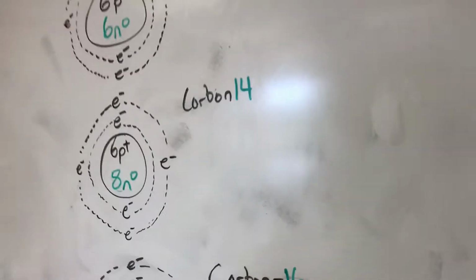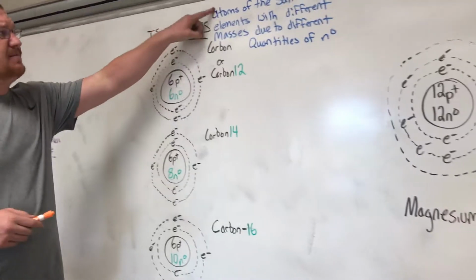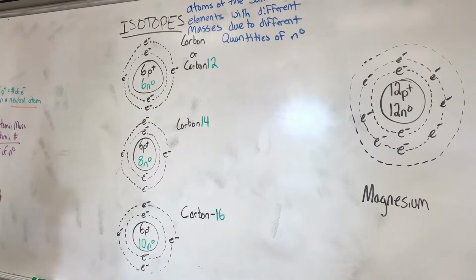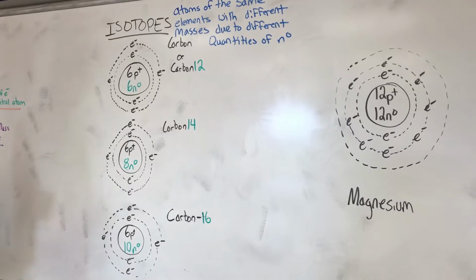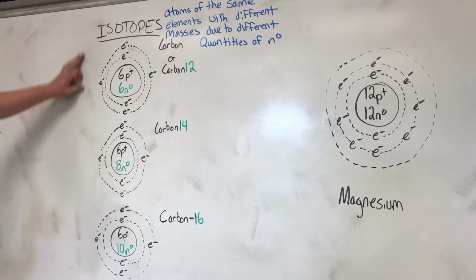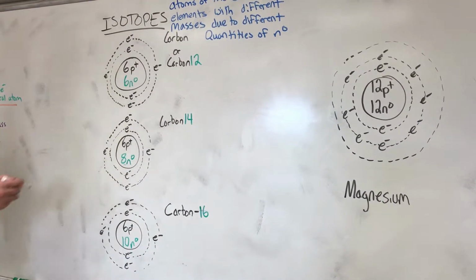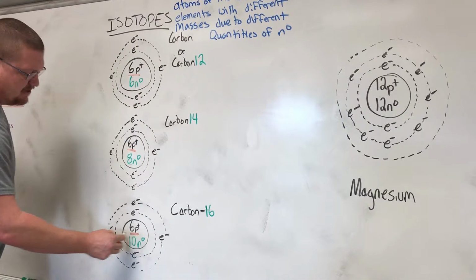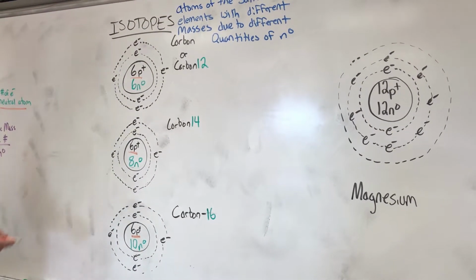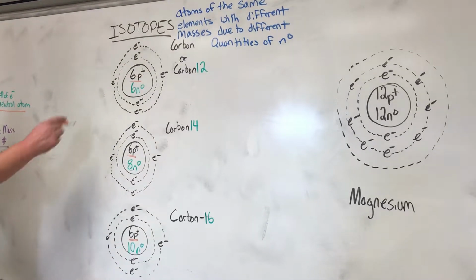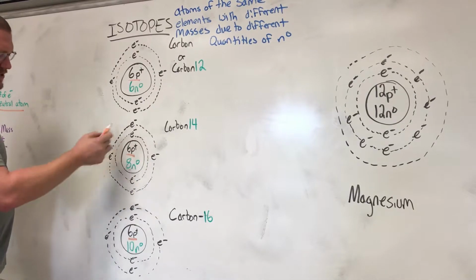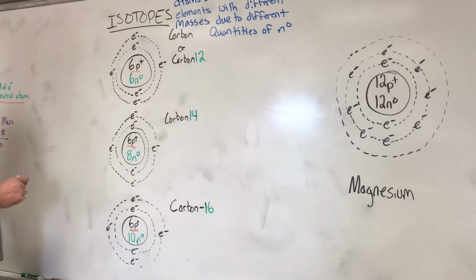All right, now we're talking about isotopes. Isotopes are atoms of the same element with different masses. They have different masses because they have different numbers of neutrons. Here we're going to look at isotopes of carbon. And if you notice, all carbon atoms always have 6 protons, no matter what, no matter if it's an isotope or an ion. In isotopes, we're not really talking about the electrons, so the electron structure for all of these carbons is the same.